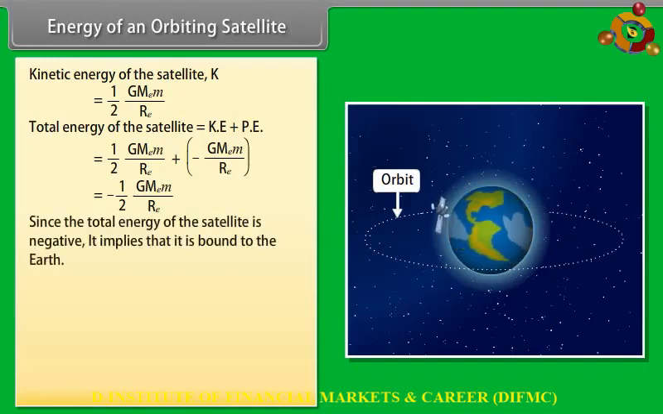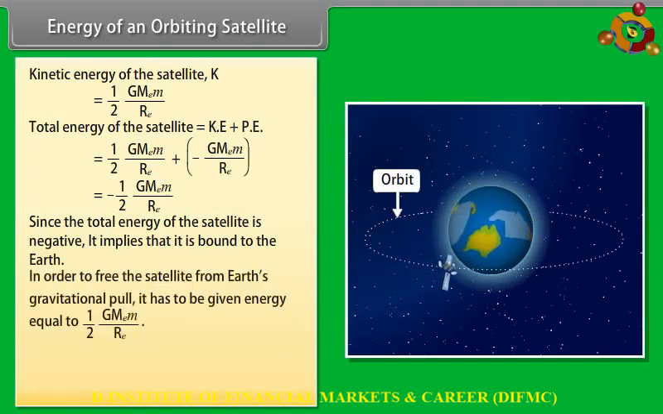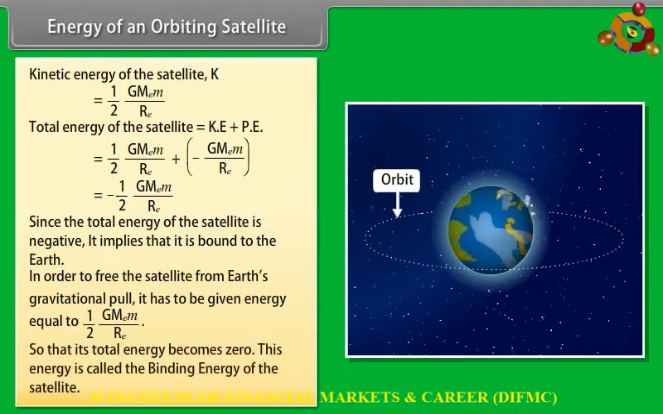Since the total energy of the satellite is negative, it implies that it is bound to the Earth. In order to free the satellite from Earth's gravitational pull, it has to be given energy equal to 1 by 2 G M_e m divided by R_e, so that its total energy becomes 0. This energy is called the binding energy of the satellite.